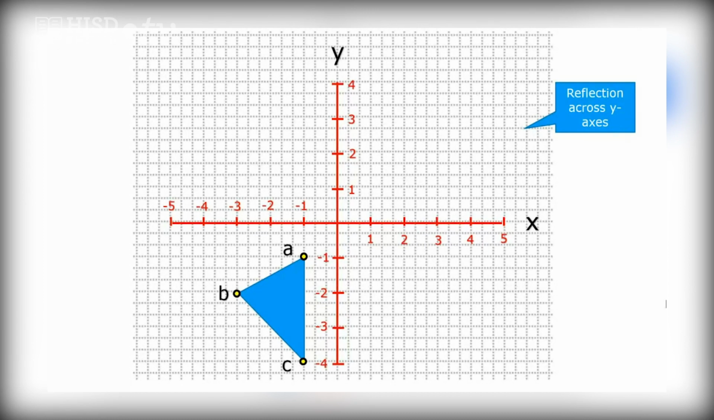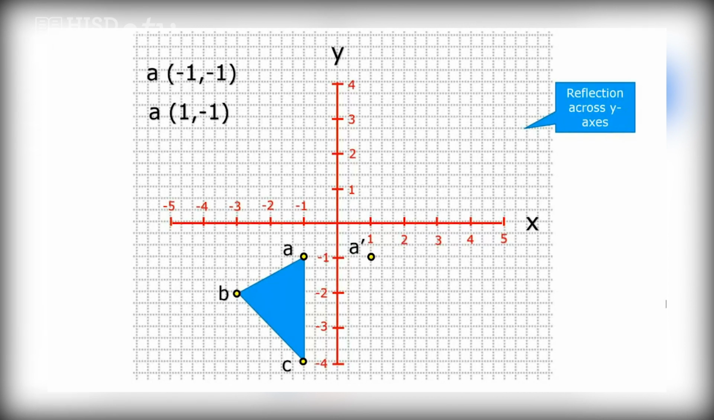I see that the point A's coordinates are -1 on the x and -1 on the y. We now know that because it's going to be translated over the y-axis, the only number that is going to change is the x coordinate. Instead of being -1, now it's going to be its opposite. That means that it's going to be +1, and now we can put the point on +1 on the x and -1 on the y.